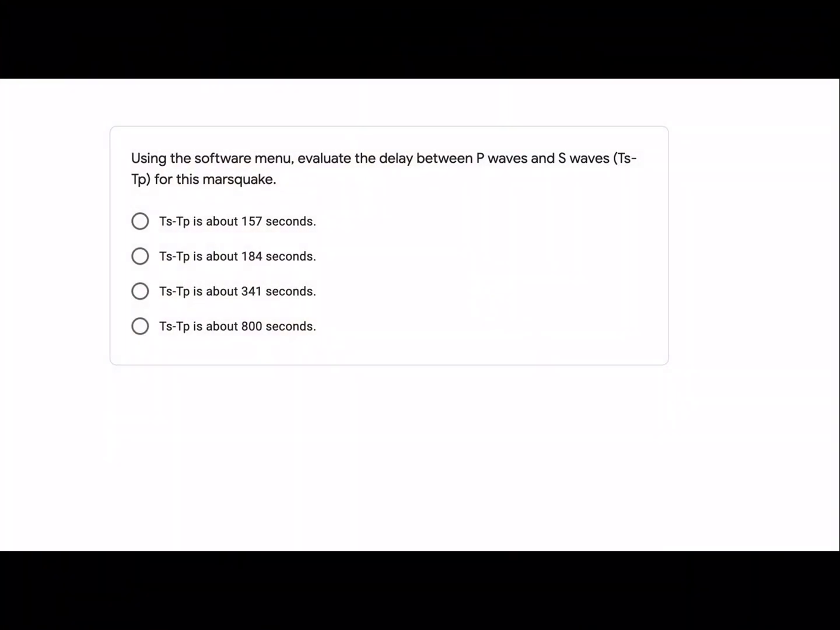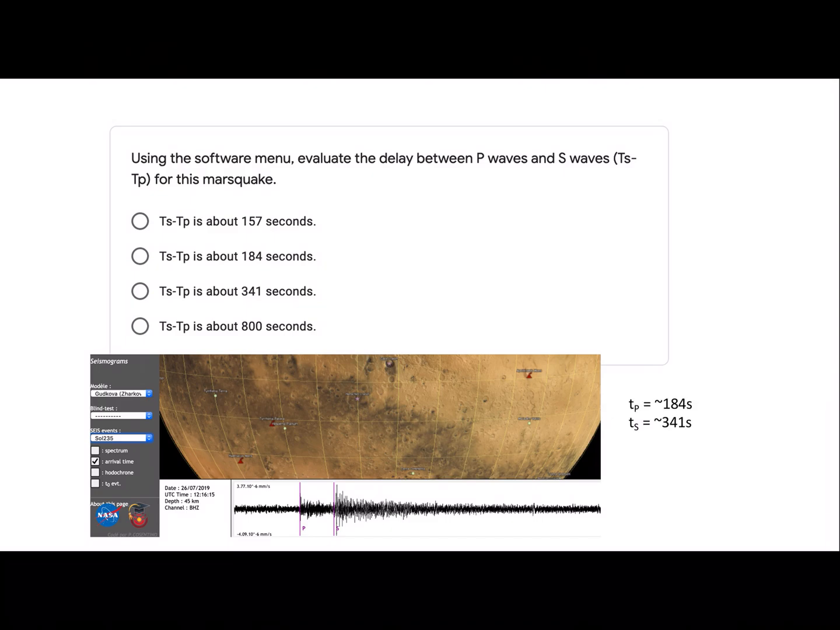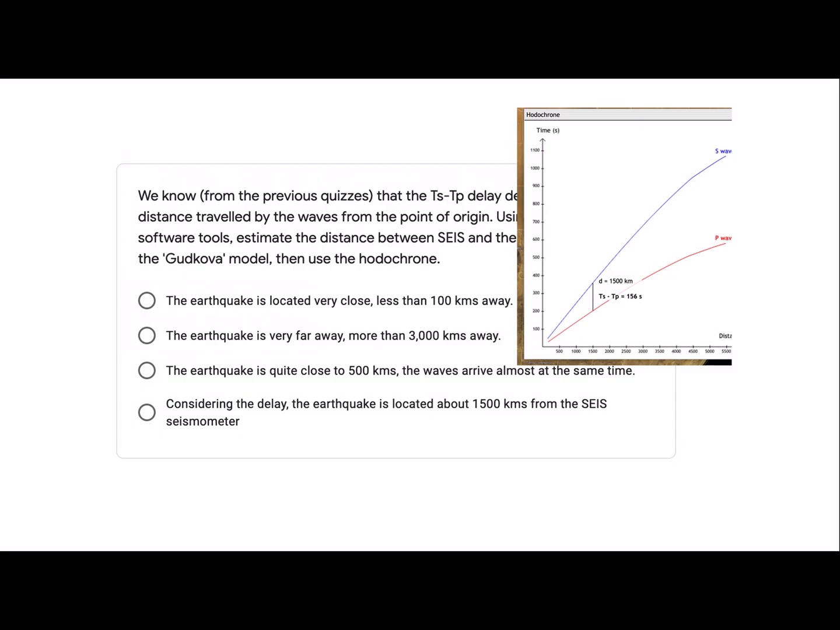Okay, so using the tool, you could determine the arrival time of P and S wave and determine that the difference of arrival time is about 157 seconds. Next was to use the odochron to determine what distance from the source is needed to explain such a difference in time between the P and the S wave. And so we know that the Mars quake was located about 1,500 kilometers from the lander.